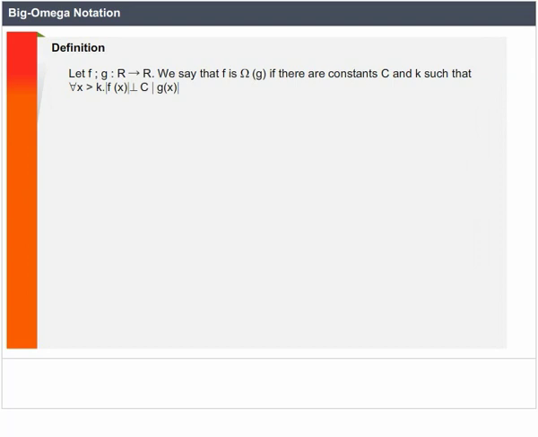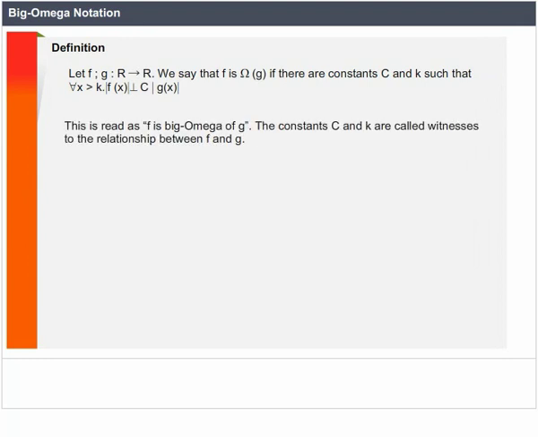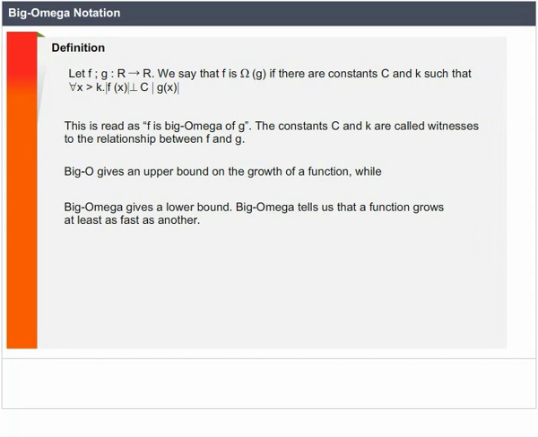Big omega notation. Definition: let f, g be functions from the integers or reals to the reals. We say that f is Ω(g) if there are constants C and k such that for all x > k, |f(x)| ≥ C|g(x)|. The constants C and k are called witnesses to the relationship between f and g. Big O gives an upper bound on the growth of a function, while big omega gives a lower bound. Big omega tells us that a function grows at least as fast as another.